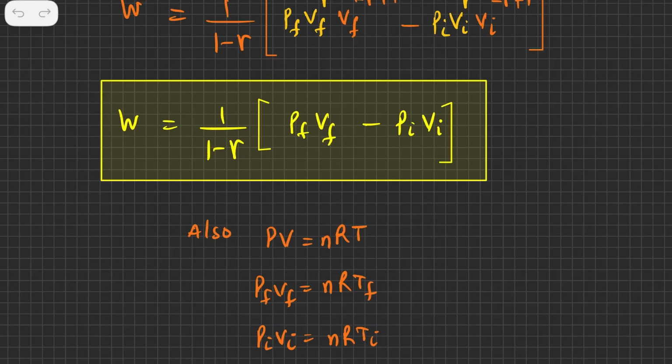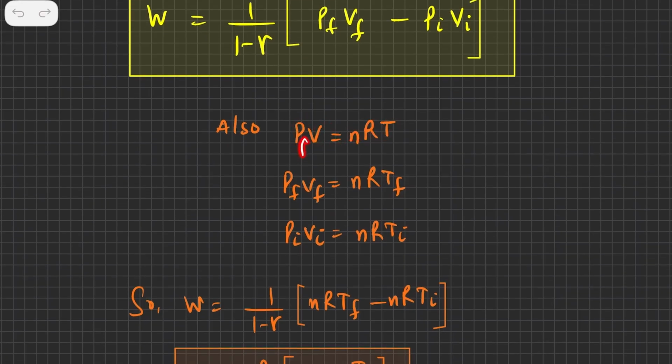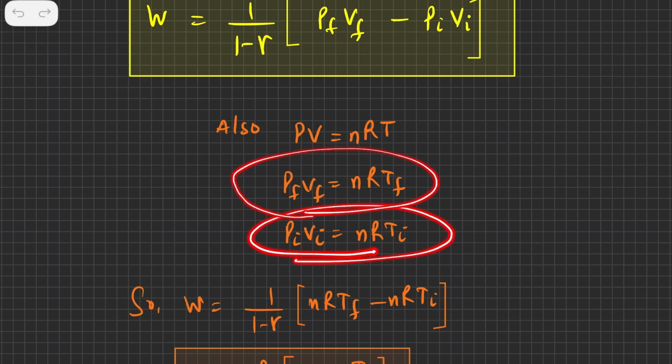adiabatic process is. So normally we derive it till this point, but yes, we can go ahead and we can also have an equation with temperature as well. So let's see. Also, PV is equal to nRT. This is an ideal gas equation. So I can just say final pressure, final volume will have final temperature. N and R are constant, so they will not change. Same way, I'll create an equation for initial as well. So final is created, initial is created.